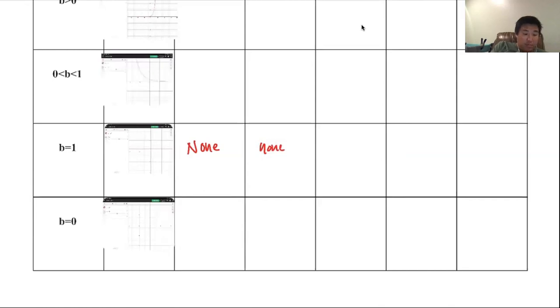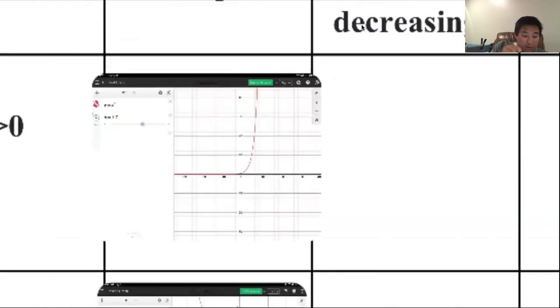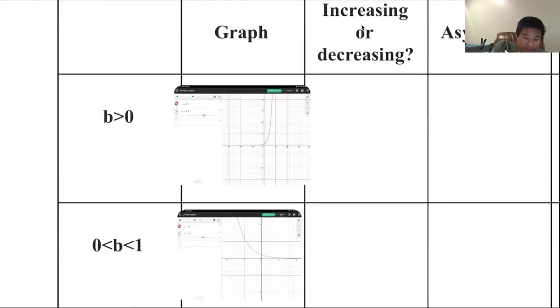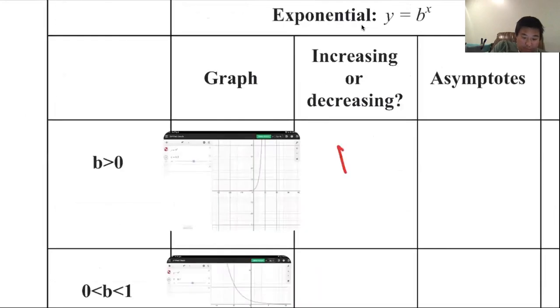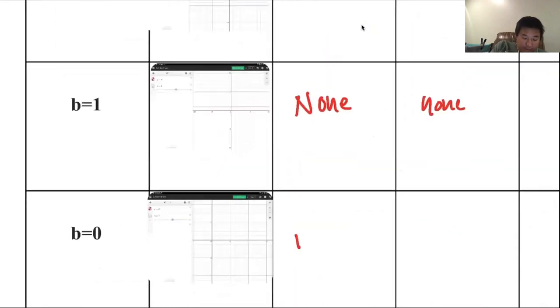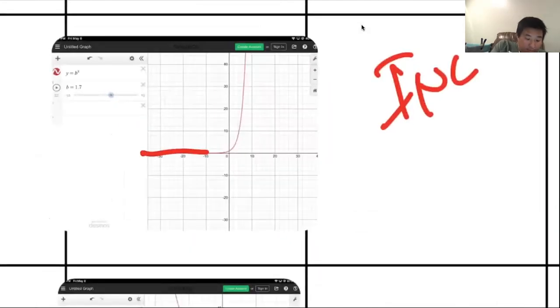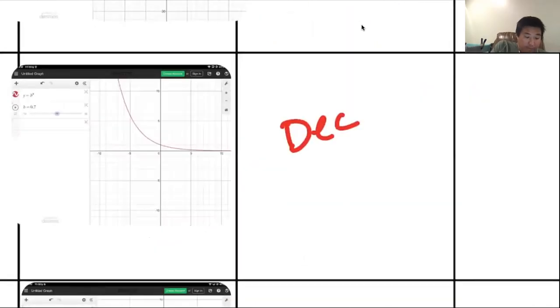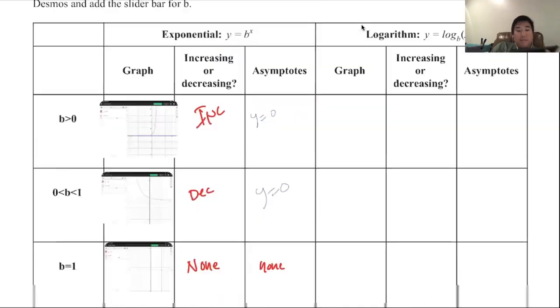Okay. So this graph is increasing. It's getting more and more. This graph is decreasing. It's getting less. And this graph is none again, and then none. This one has an asymptote, a horizontal asymptote at 0. So y equals 0. And the same with this graph. Y equals 0.